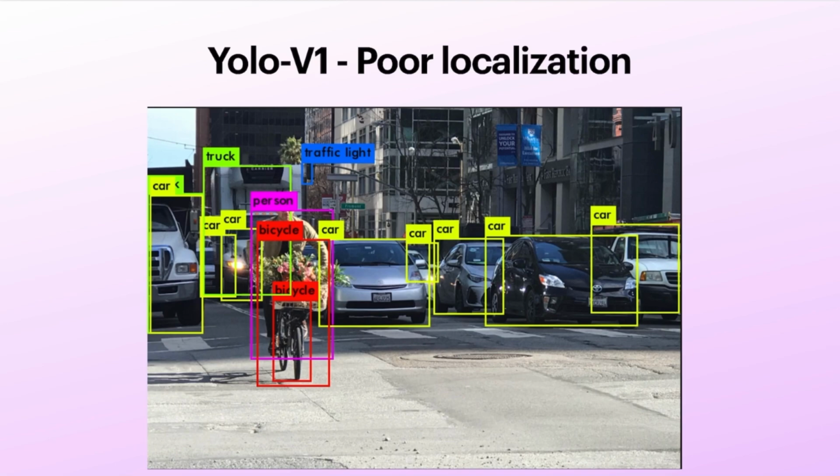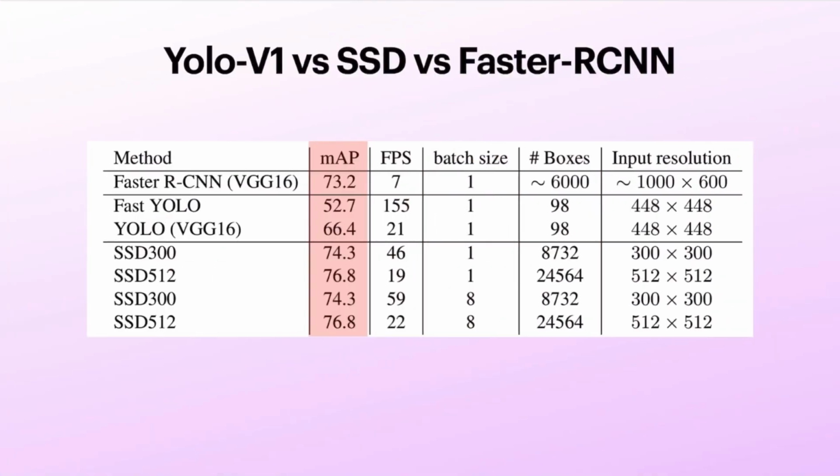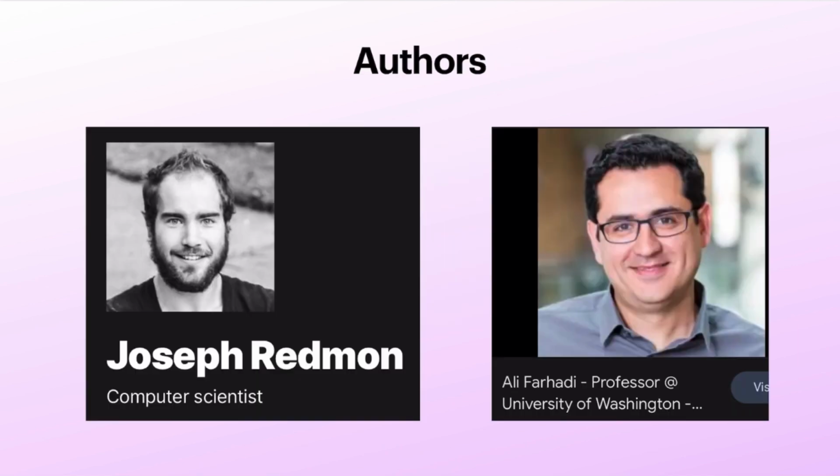However, SSD, another single-stage detector, broke the record by being more accurate and faster than YOLO. So it is more accurate than even Faster R-CNN, and it is even faster than YOLO. Then our authors Joseph Redmon and Ali improved YOLO version 1 and released YOLO version 2. YOLO version 2 is better than SSD and Faster R-CNN.